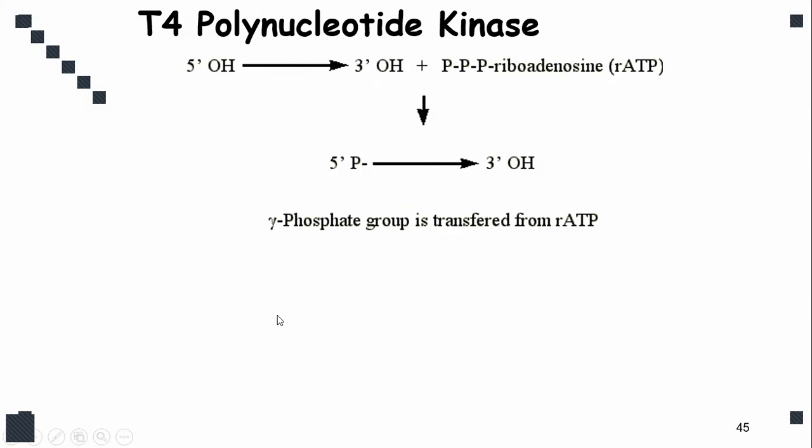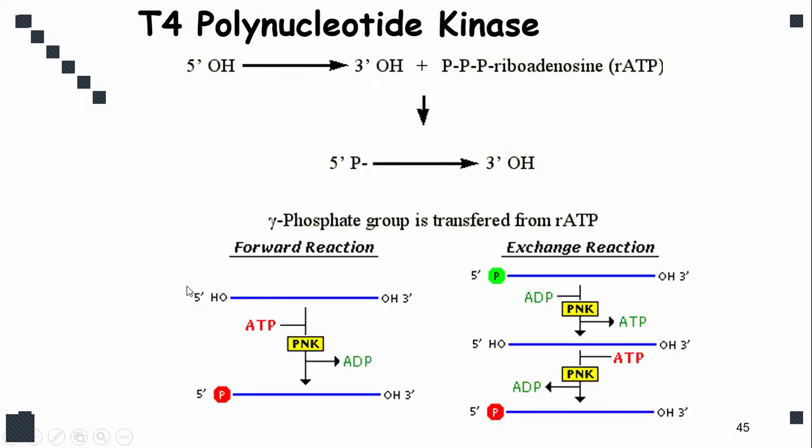Let's see what actually happened. This is our molecule. We have already removed the phosphate using phosphomonoesterase, and now we want to return it, so we provide ATP, and you can see our gamma phosphate is transferred from the ATP.